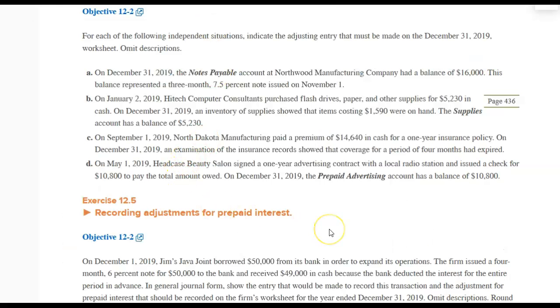Okay, and the last one, we have a 1-year advertising contract with the radio station. We issued a check for $10,800 to pay the total amount, but on December 31st, the prepaid advertising account has a balance of $10,800, so we have to adjust for how many months we used. We paid for a full year, $10,800, so it's divided by 12. 10,800 divided by 12 is 900. And how many months did we use? May, June, July, August, September, October, November, December. 8 months.